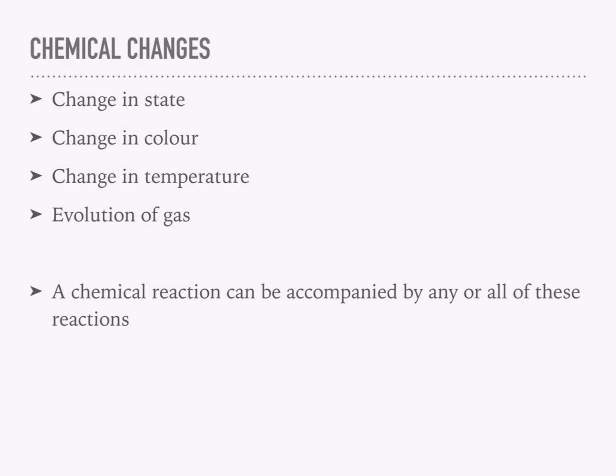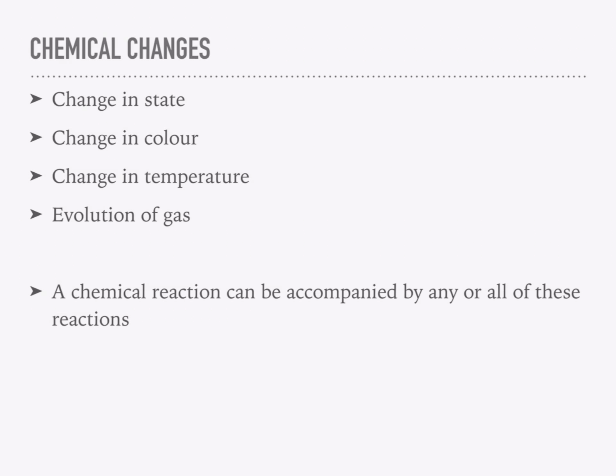Then for change in temperature, we have dilute sulfuric acid, and when we add zinc granules to it, the bubbles of hydrogen start appearing, and this shows change in temperature. For evolution of gas also, when we have dilute hydrochloric acid plus zinc granules, we see the bubbles of hydrogen and the zinc granules settle down.